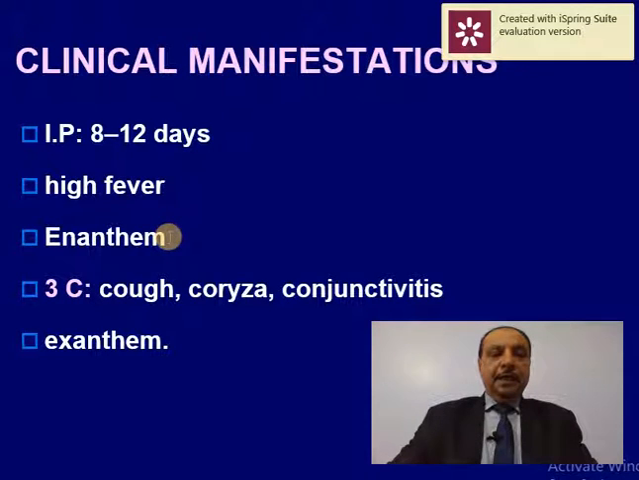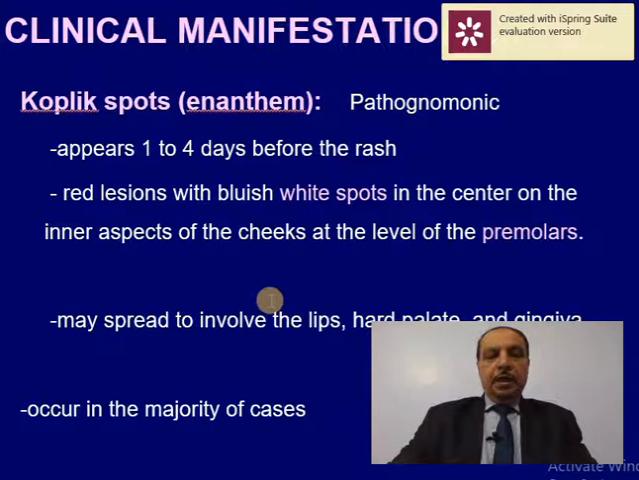So regarding enanthem, it is a lesion in the mucous membrane, while exanthem is the rash, a lesion in the skin. You have to differentiate between them. And we have 3 C's: cough, coryza, and conjunctivitis. All of these things are in the prodromal stage. Then the Koplik spots, which are enanthem in the mucous membrane, will appear. And these Koplik spots are pathognomonic for measles.